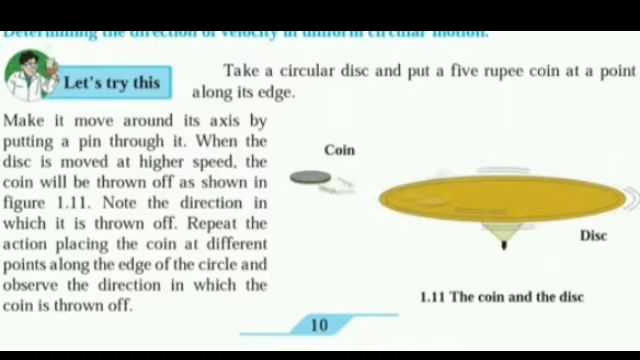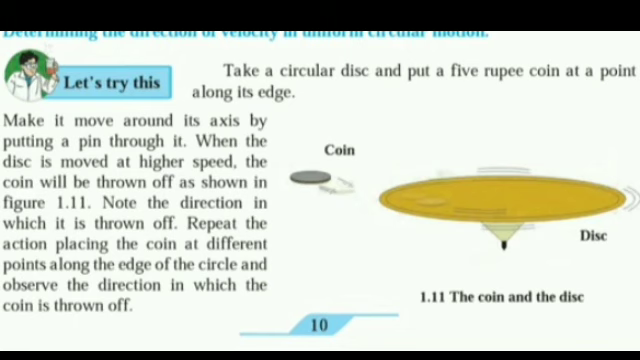Take a circular disc and put a 5 rupee coin at a point along its edge. Make it move around its axis by putting a pin through it. When the disc is moved at higher speed, the coin will be thrown off. Note the direction in which it is thrown off. Repeat the action placing the coin at different points along the edge of the circle and observe the direction in which the coin is thrown off.